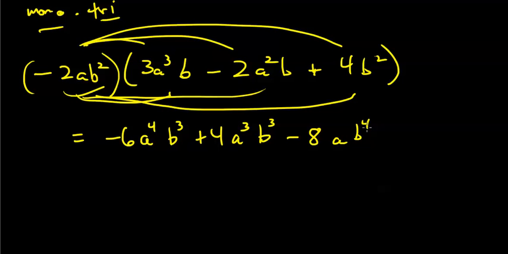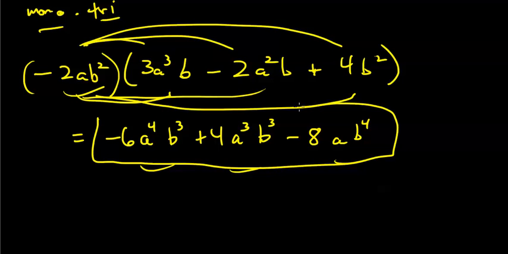Okay? Alright, now let me check. Are any of these like terms? No, they are not. They're all different. Well, all the variables are the same, but the powers of those variables are different. So all three of these terms in my answer are unlike terms, cannot be combined. So I call this my final answer in my monomial times trinomial example.